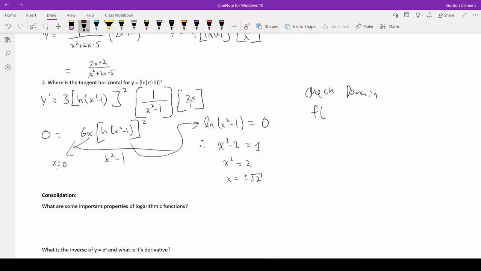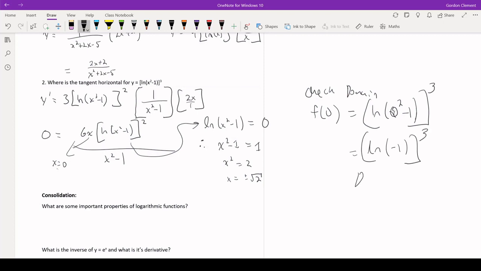So I'm going to check. I'm just going to call it f instead of y. I'm going to plug in these and see if I actually get points or not. And here I get the log of negative 1 to the power of 3, and that does not exist. So 0 is actually not an answer because that's not in the domain of the function.